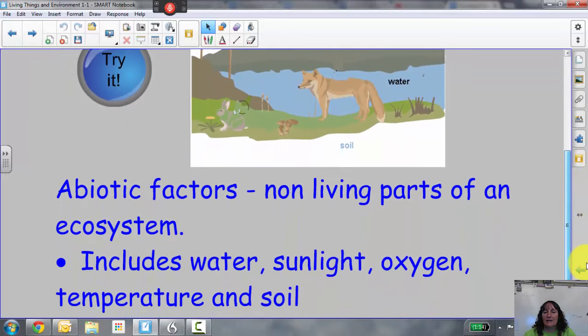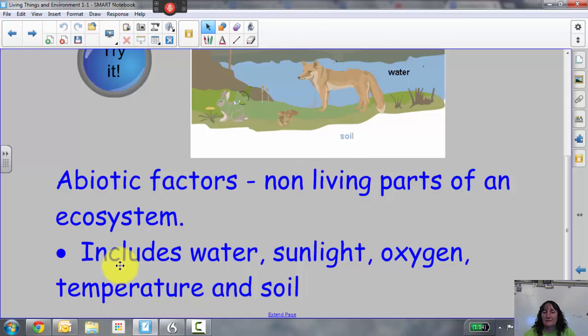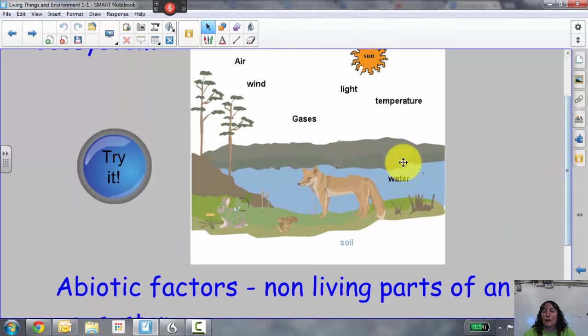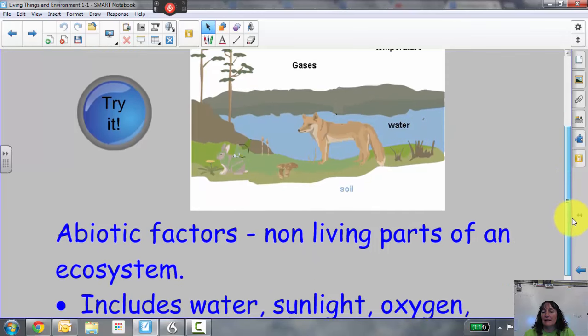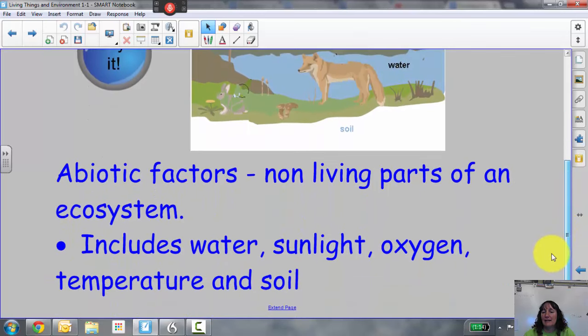Abiotic factors are non-living parts of an ecosystem. This includes the water, the sunlight, the oxygen, the temperature of the air, and the soil. So in this picture, you've got water, you've got rocks in the mountains, you've got the sunlight, the temperature of the air, the gases that are floating around in the air. Any non-living thing is going to be an abiotic factor.